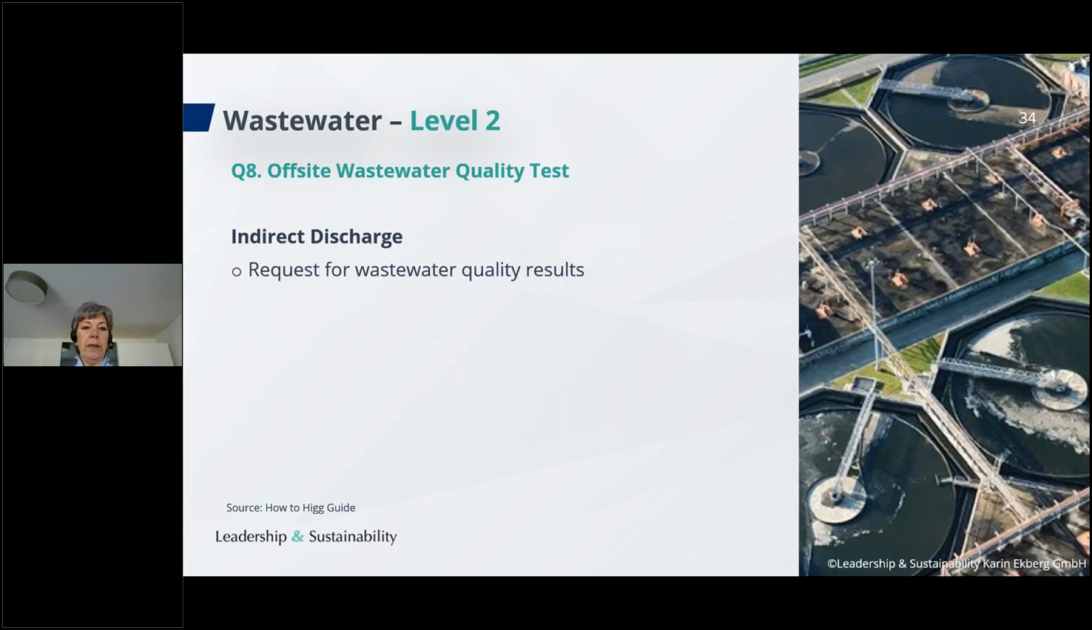And then the quality test off-site: you request the results, you have the quality records. You may also do a site visit. That is not a bad idea at all. Then you can learn a lot about the wastewater treatment technology that they are using, but you can also, of course, understand if that treatment is being done correctly.